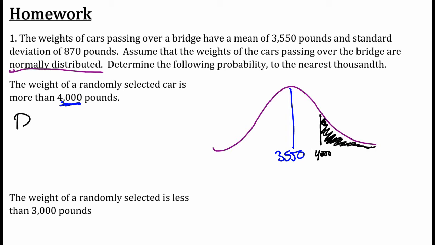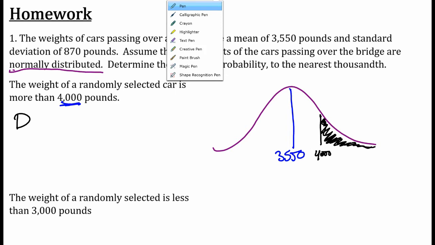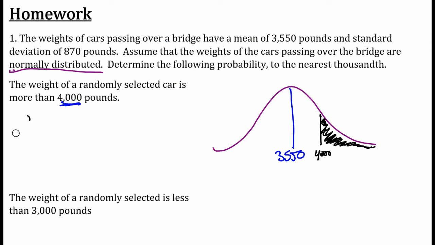So the probability of more than 4,000, well, we're going to have to compute a z-score because we need to figure out what's the standard normal. So the mean has a z-score of 0. I need the z-score of 4,000. So our z-score is 4,000, the value, minus the mean. I want to see how far away I am from the mean, divided by the standard deviation. The z-score is how many standard deviations away from the mean I am. So I'm going to go to my calculator and type that in.